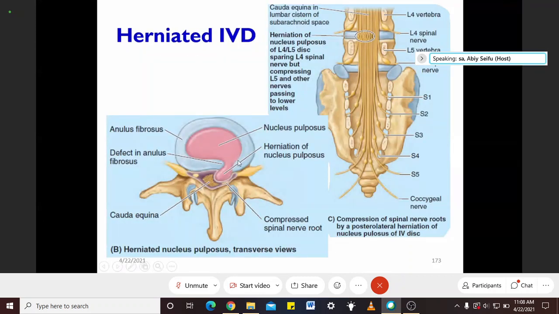Look at this one. This is the superior view or transverse section of the vertebral column. This is the anterior and this is the posterior. This is the intervertebral disc, which has two parts: peripherally the annulus fibrosus, and internally the nucleus pulposus. The nucleus pulposus, a gelatinous structure, may protrude posterolaterally, towards the vertebral canal, and compresses the nerve that is found within the canal.